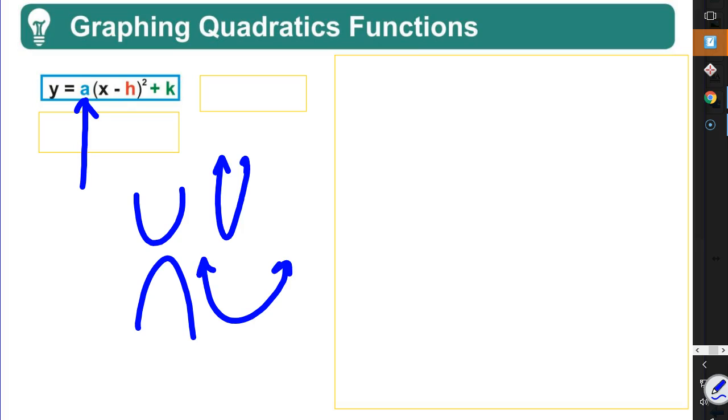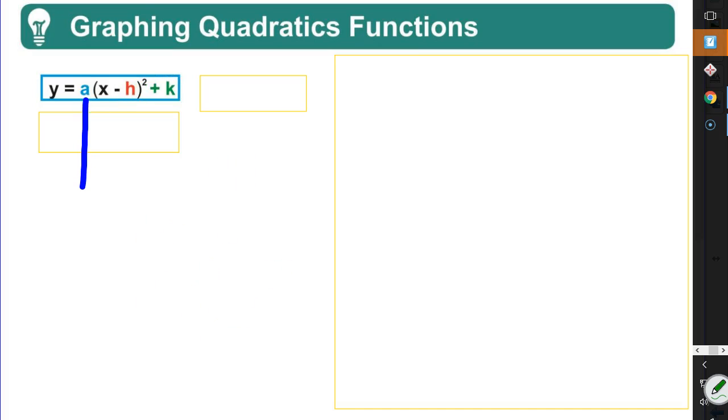Okay. We know the vertex has an x value of h and a y value of k. So it's important that you know this form. It's very, very important because we get all of that information out of this form. So again, we know our vertex is (h, k).